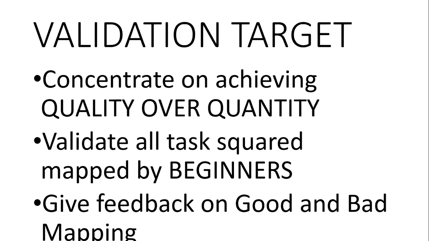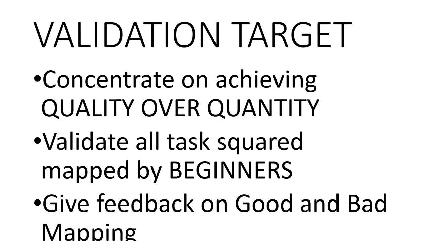For the validation target, we have to concentrate on achieving quality over quantity. When you're doing a validation, don't push a mapper to map a lot of stuff, and don't try to validate a lot of squares. Just take your time. Because after you validate the mapping activity, you're allowing people to use that data, so we have to be extra careful when validating. That's why we check quality over quantity.